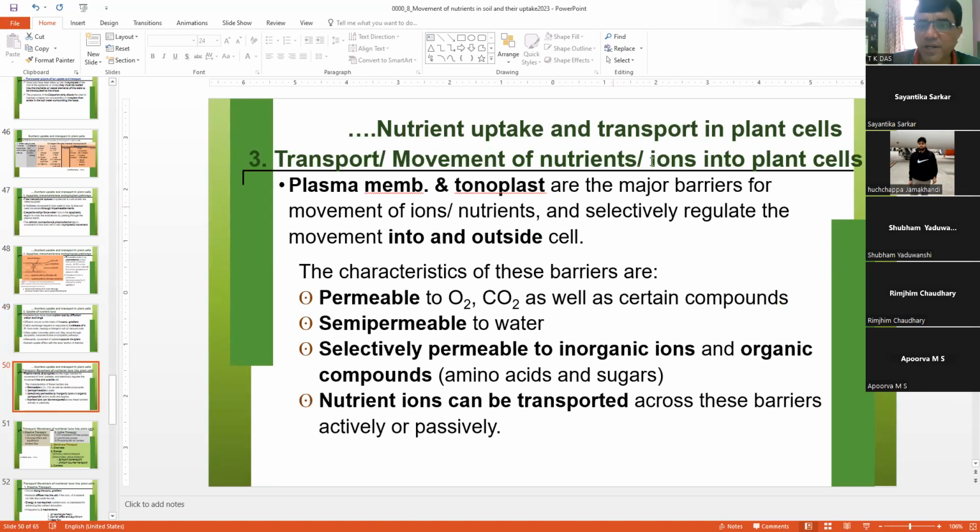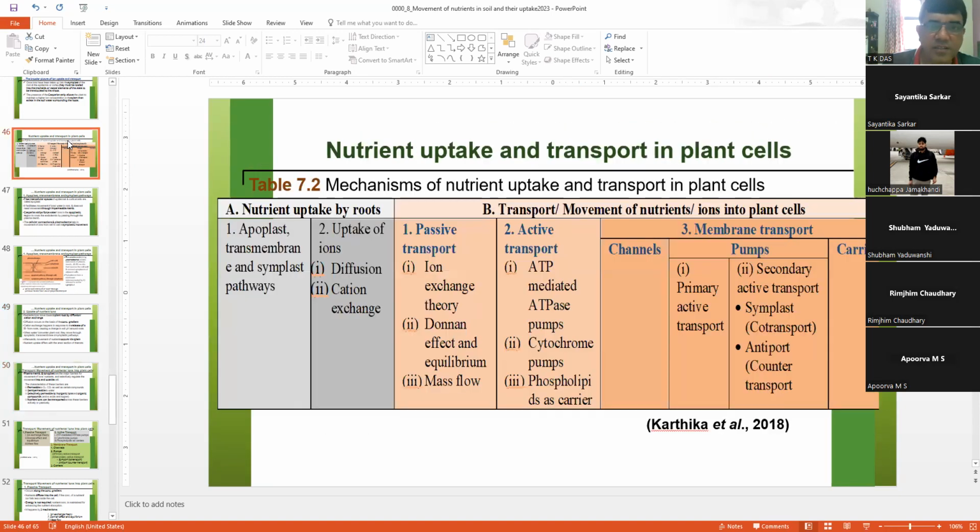Transport or movement of nutrients or ions into plant cells: how will they enter the plant cell? You can see here the transport or movement of nutrients and ions into the plant cell, and how they can make entry into the plant cell. So it may be passive transport, active transport, or membrane transport.